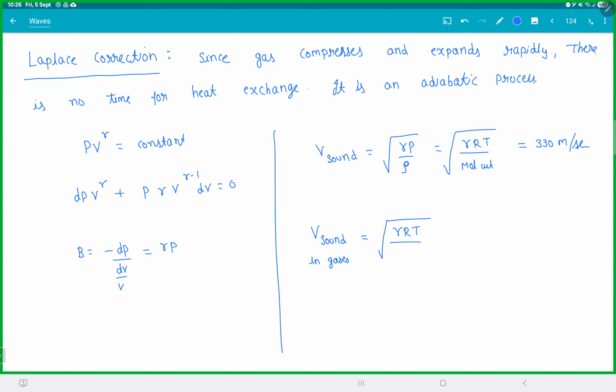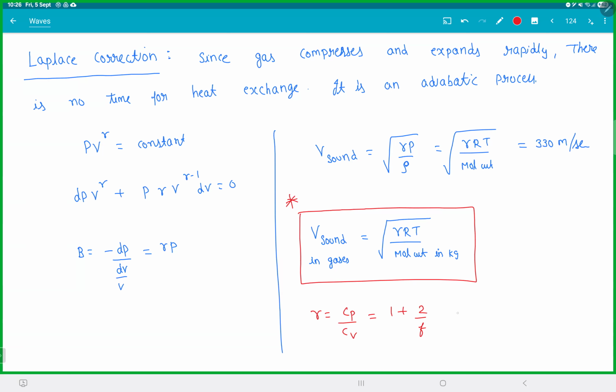Root over γRT by M, where M is the molecular weight in kgs. Be careful with those units. This is the correct formula. And I hope everyone remembers what is gamma. Gamma is Cp by Cv, the adiabatic constant, which is 1 plus 2 by F. F is the degrees of freedom.